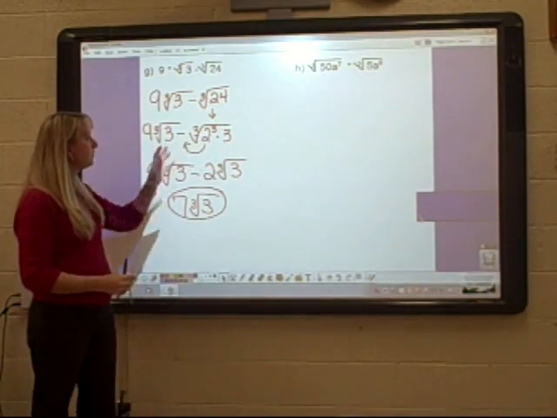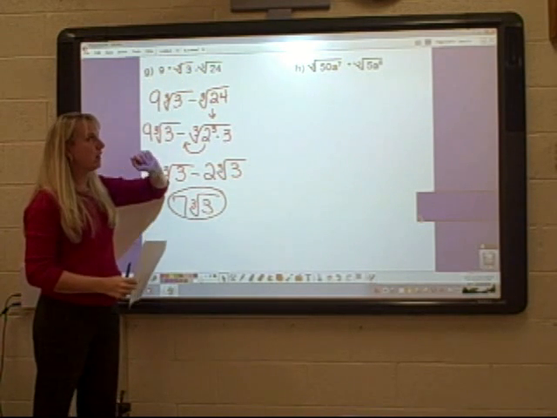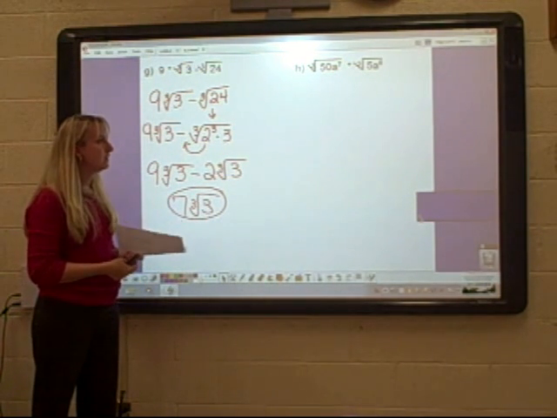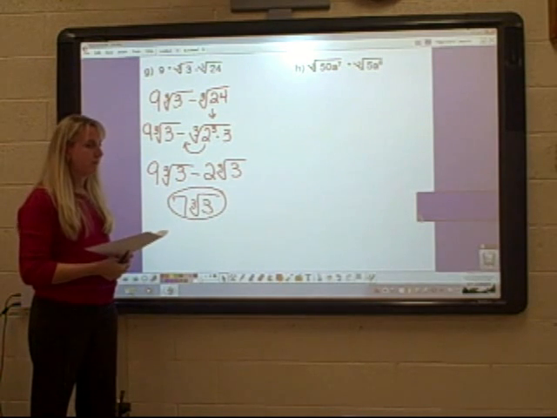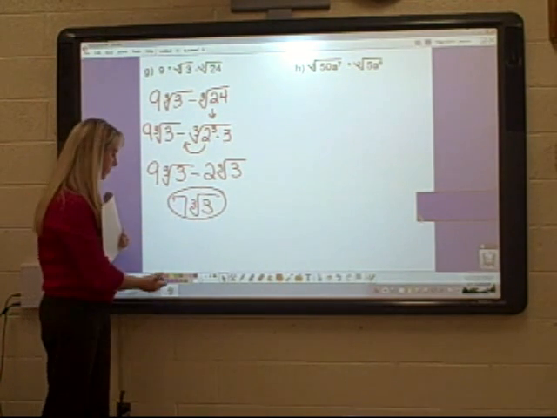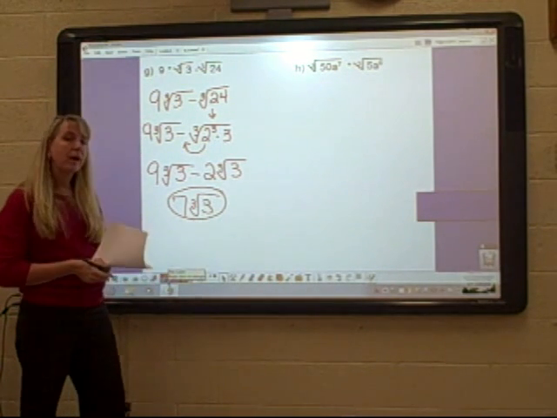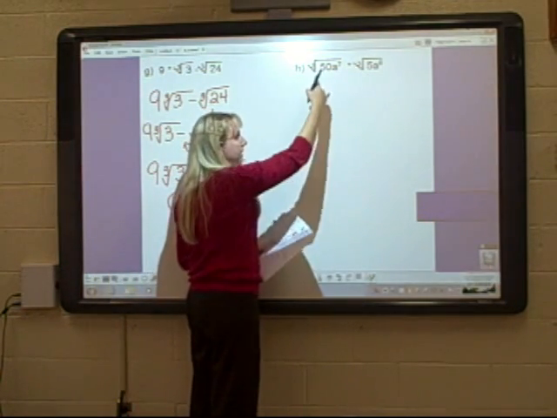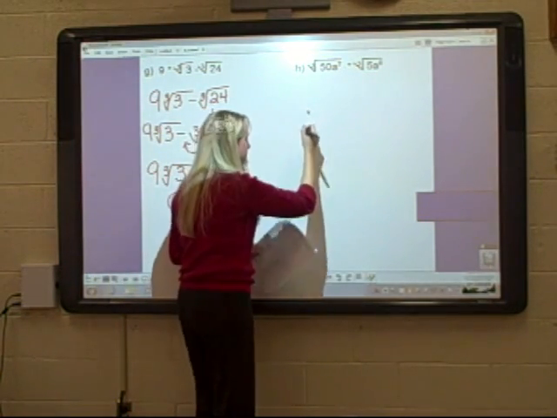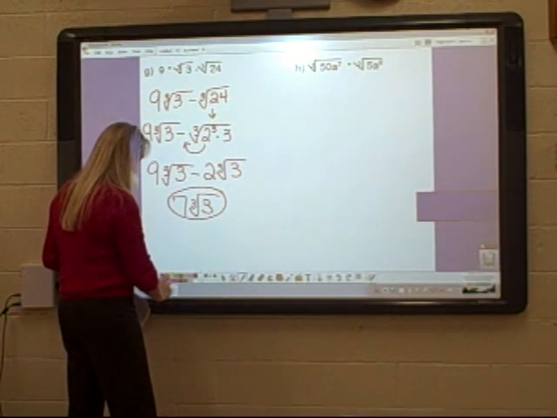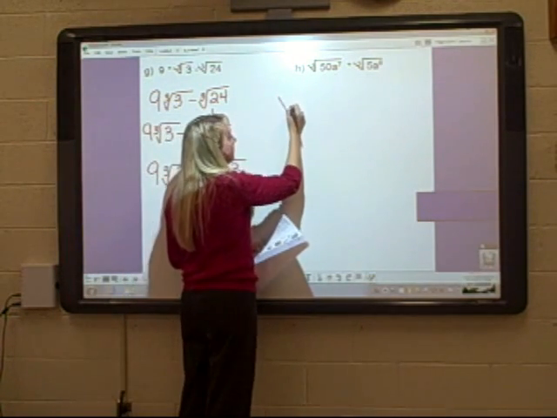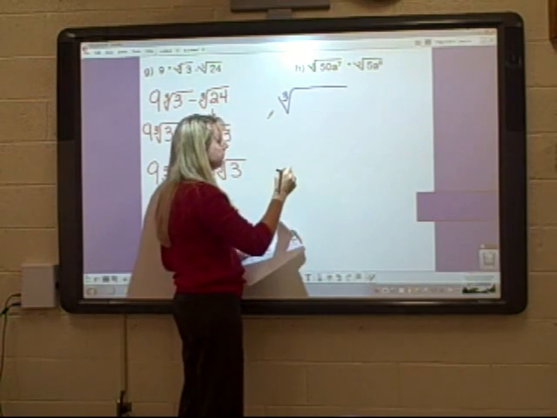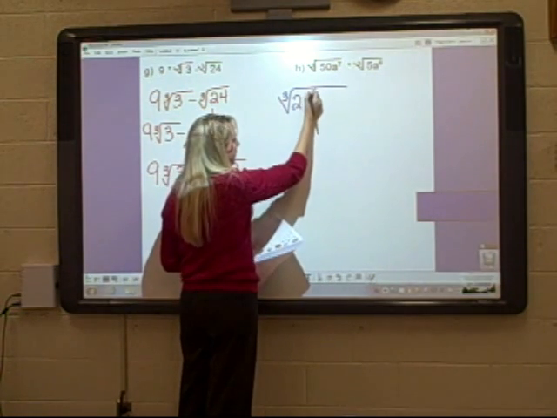So this one involved multiplication and subtraction. This next one, the cube root of 50a to the 7th times the cube root of 5a to the 6th. Let's go ahead and multiply them. They're both the same index, so I'm allowed to take 50 times 5. Don't forget when you're writing these to write your index in there. So I'm going to take 50 times 5, which is 250.